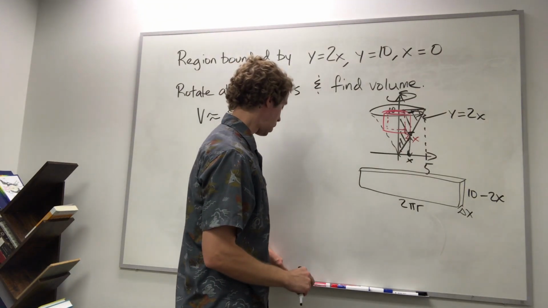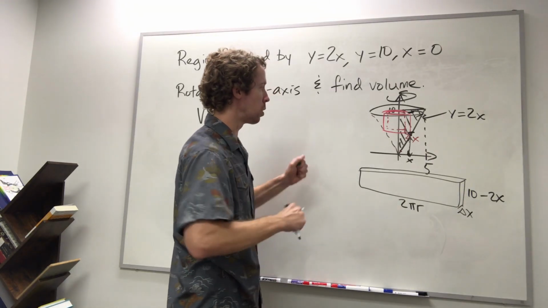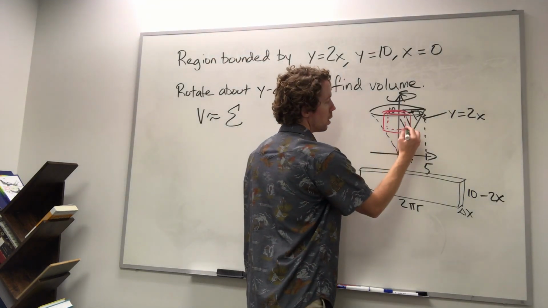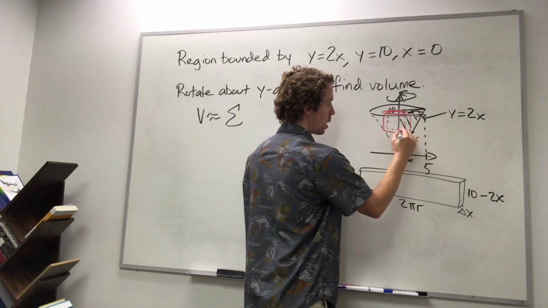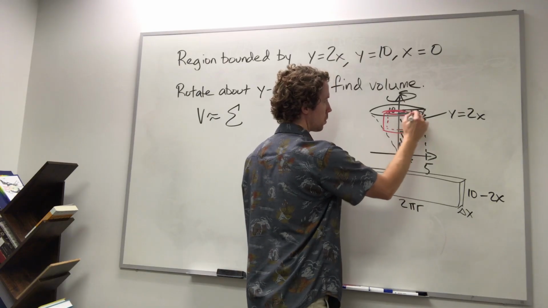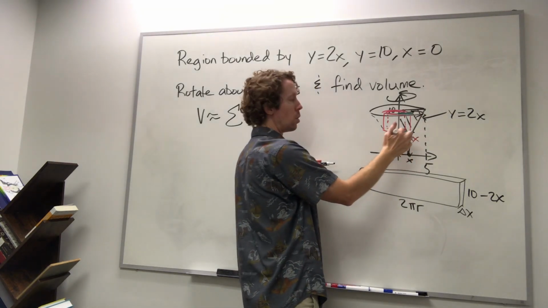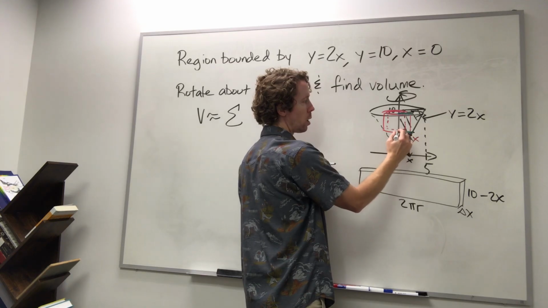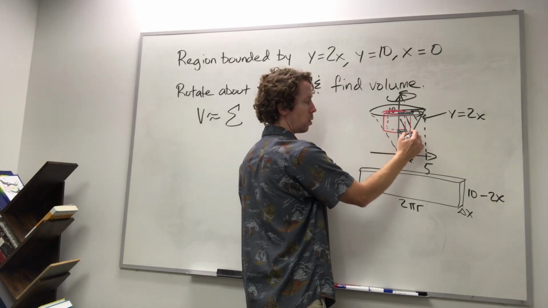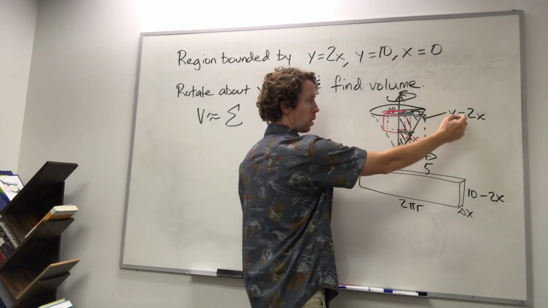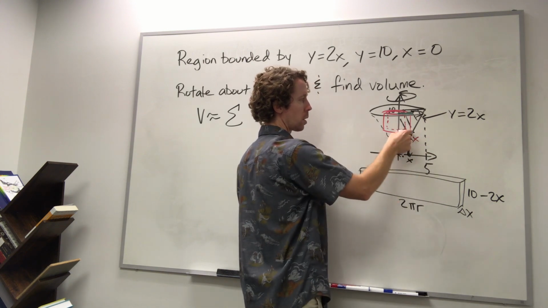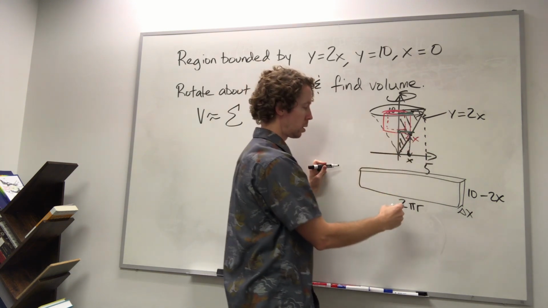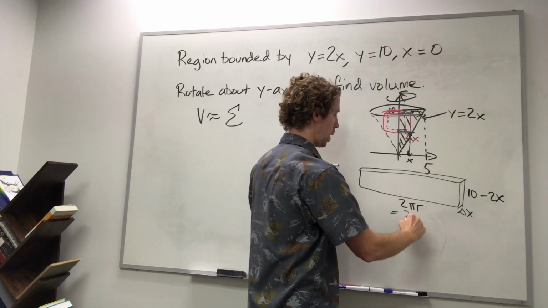I don't know what color to use. It's going to be hard to see no matter what color I pick, but the radius of this thing is the x value. So you have some y value here, the corresponding x value on the line y equals 2x is what's determining that radius. So this is 2 pi x.